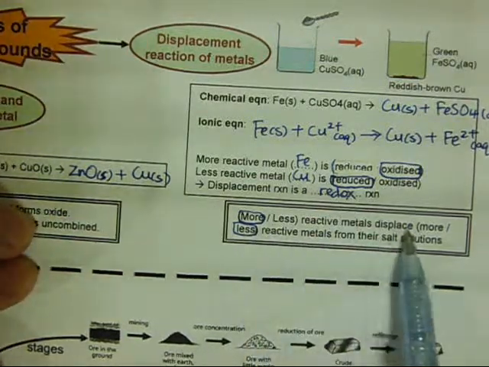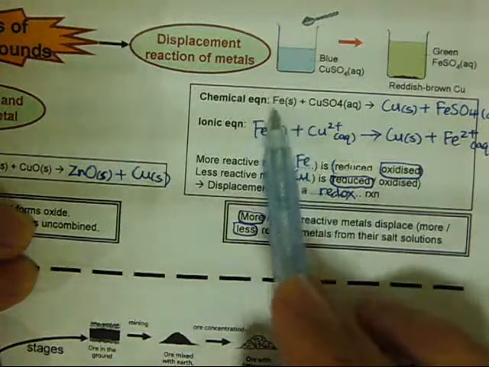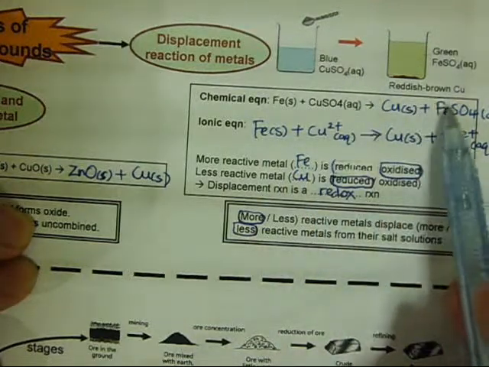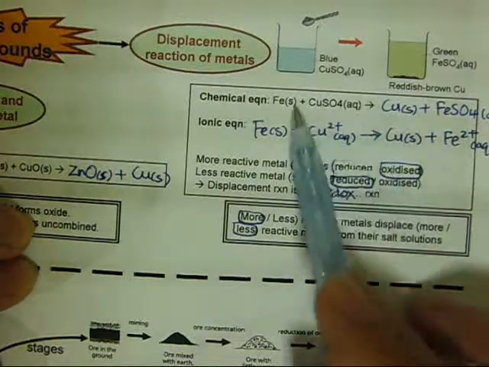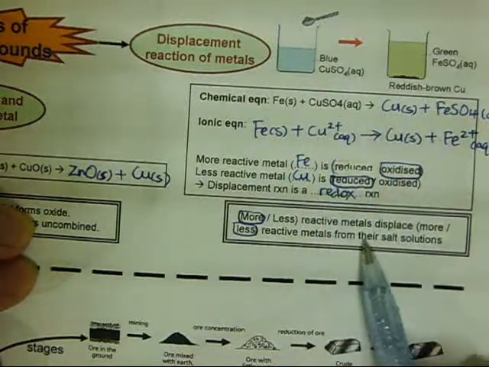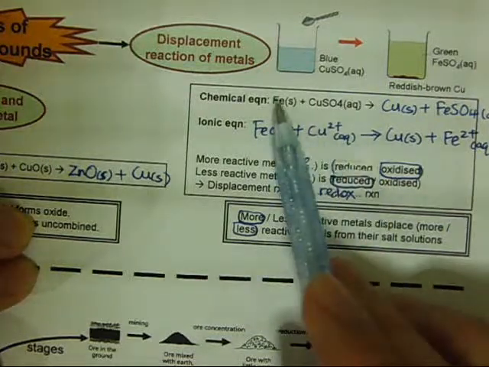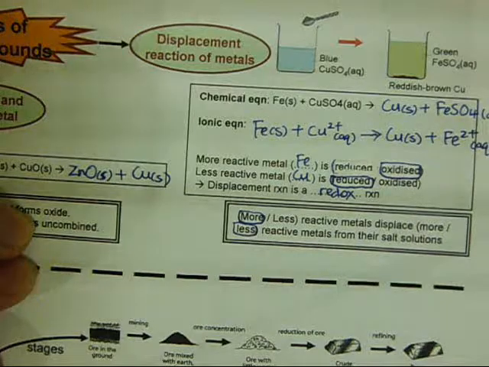So more reactive metals displace less reactive metals from their salt solution. Displace means replace the less reactive metal, which is copper, from their salt solution. So Fe replaces Cu, to become FeSO4.